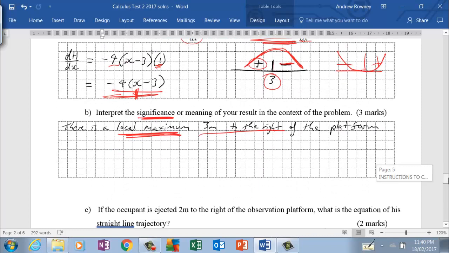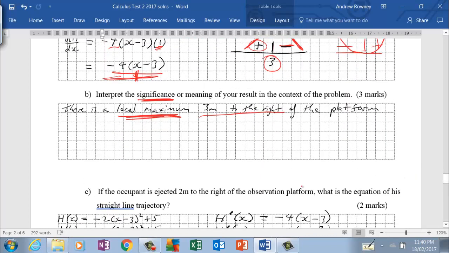Now if the occupant is ejected 2 meters to the right, so that we know that 3 meters to the right it's a maximum. That means 2 meters to the right, it's a little bit down lower, so it's coming up like this, and that's the roller coaster ride. This is the height of the roller coaster, and we're going to eject it at that point, so the guy will actually fly in a straight line like that. So if he's ejected at 2 meters, what is the equation of his straight line? What's the equation of this dotted line?